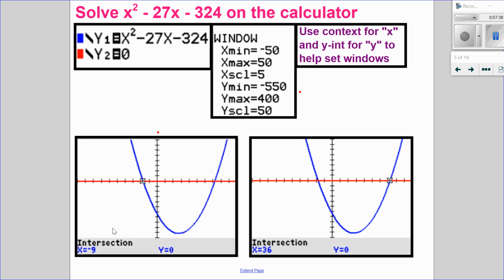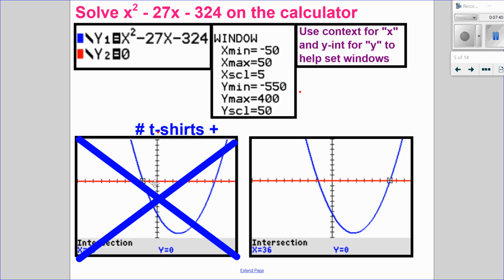Well, negative 9 doesn't make sense in the context of the question. I can't have a negative number of t-shirts. So that's an extraneous root. So 36 works. So therefore I can say there are 36 t-shirts in the box.